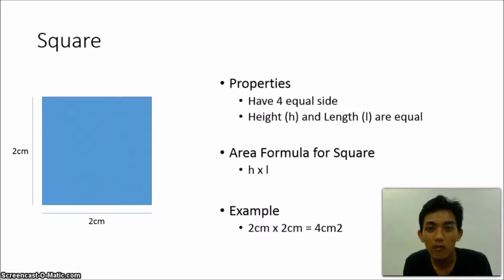So the area formula of the square is height times its length. An example, the height given is 2 cm and the length given is 2 cm. So the resulting area for this square is 4 cm squared.